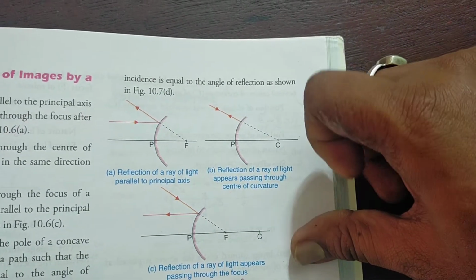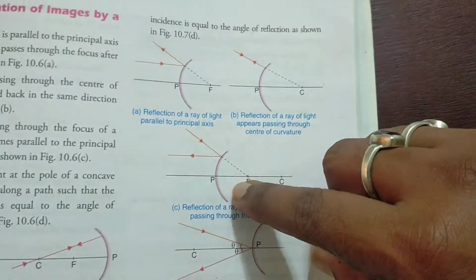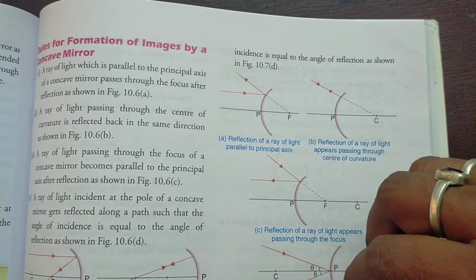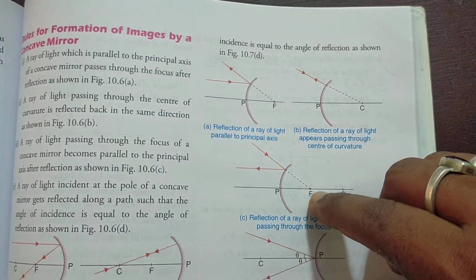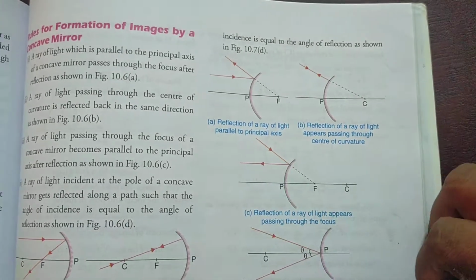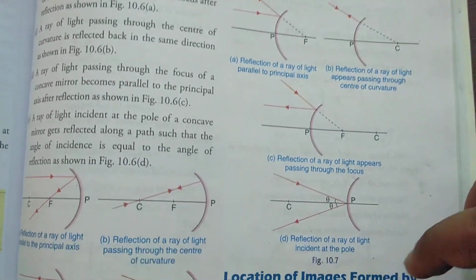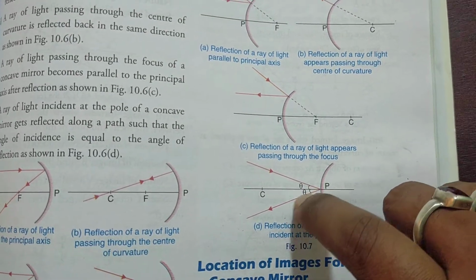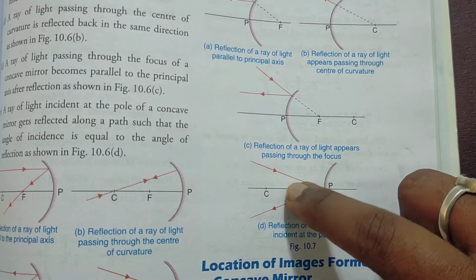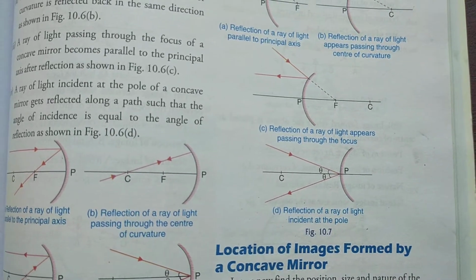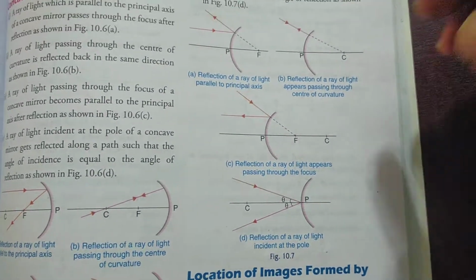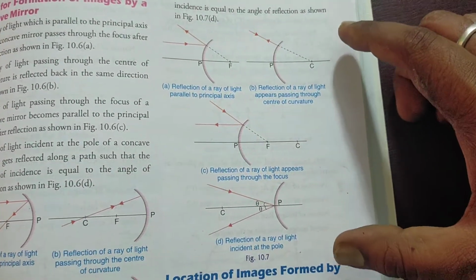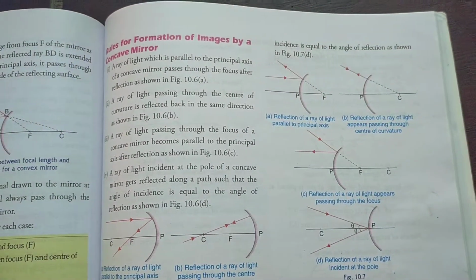So rule number 1, rule number 2, rule number 3 is, if any ray of light is passing through focus, it will pass parallel to the principal axis, right? The next law is saying that if any ray of light is falling on the pole, it will travel in the same medium such that the angle of incidence equals the angle of reflection. So these are the 4 rules which we will be practicing for convex, and these are the 4 rules which we will be practicing for the concave mirror.